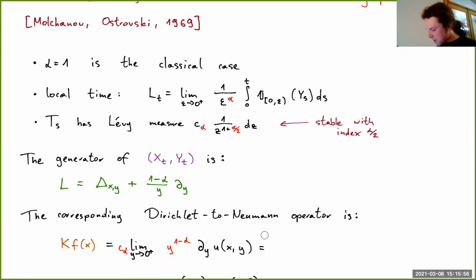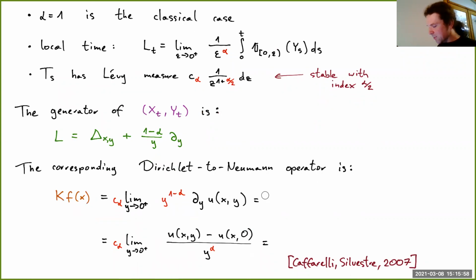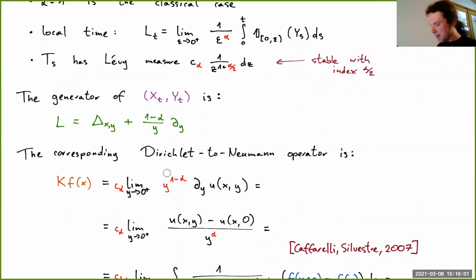There's another way to view it. Instead of taking the derivative and multiplying it by the normalization constant, you can take a so-called weighted derivative. So you take a difference quotient again, but you put an extra exponent alpha in the denominator. And that's the same thing, of course, for example, by L'Hopital's rule. And the way to figure this out, so I didn't give any details about how Molchanov and Ostrowski identified the boundary trace. But here I will give you a few details.